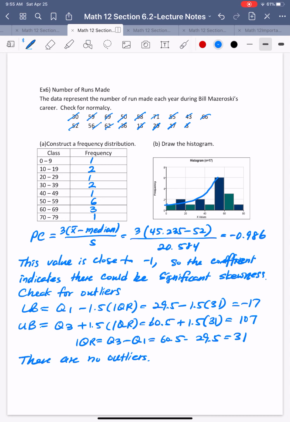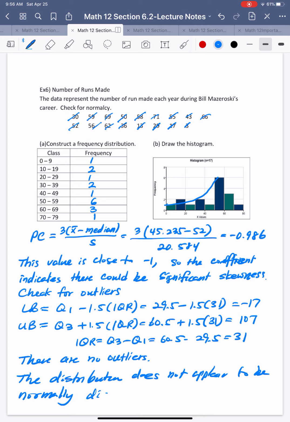But still, the distribution does not appear to be normally distributed, because it's left skewed.